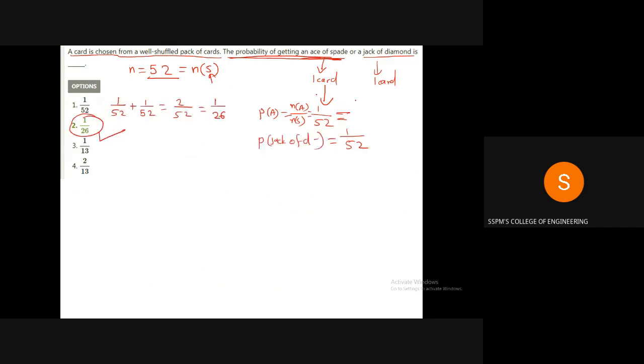Okay? So whenever one random card is selected, the probability of getting that card is 1 by 52. So that's what we use here. We are using two cards, so the total probability will be 2 by 52, that is 1 upon 26.